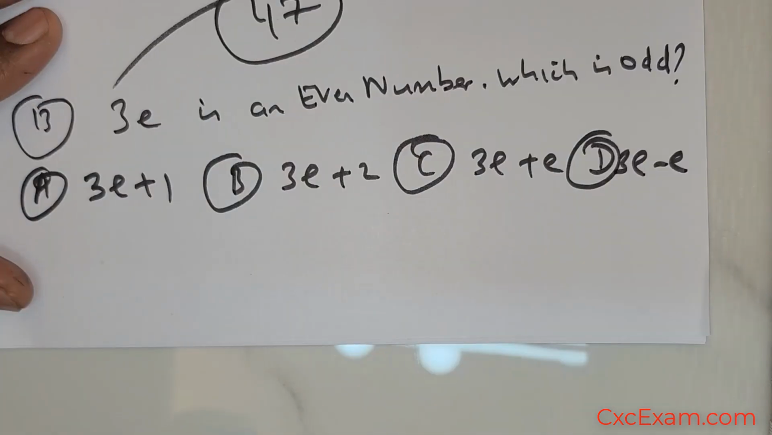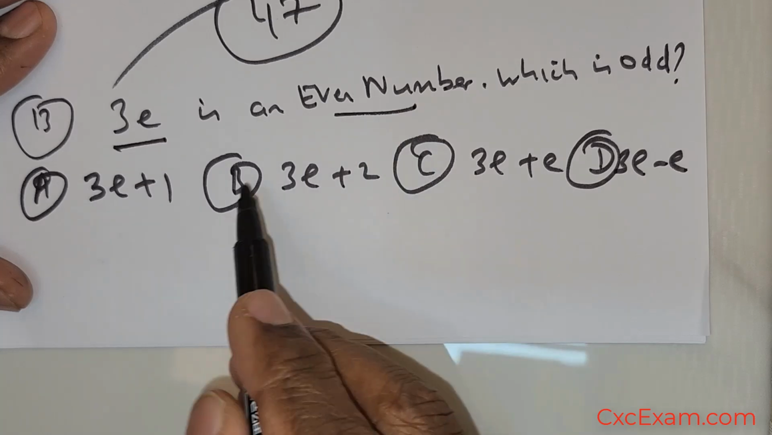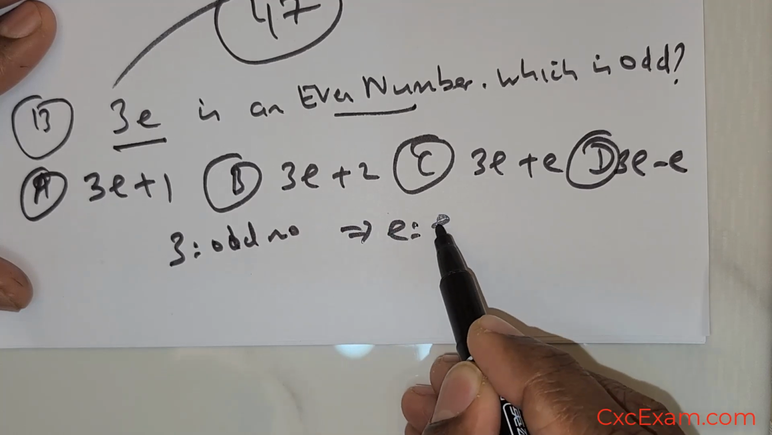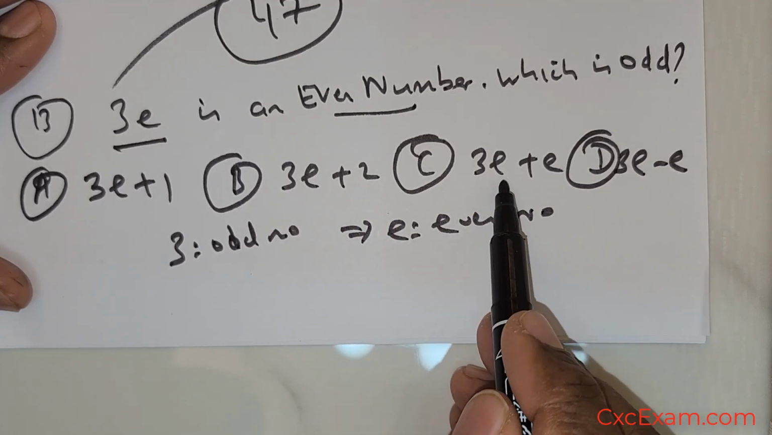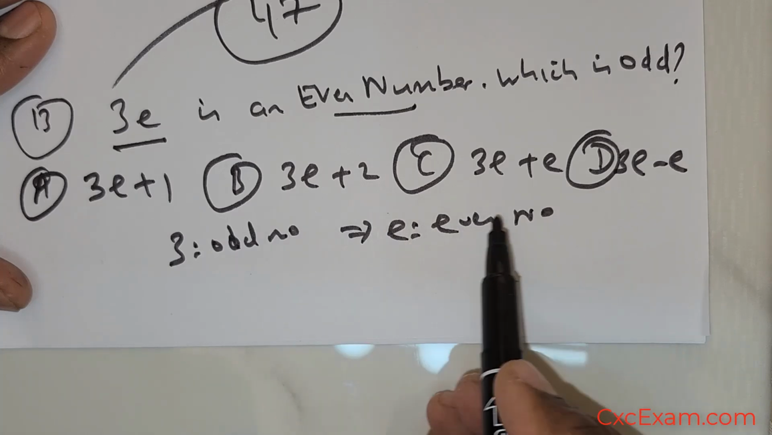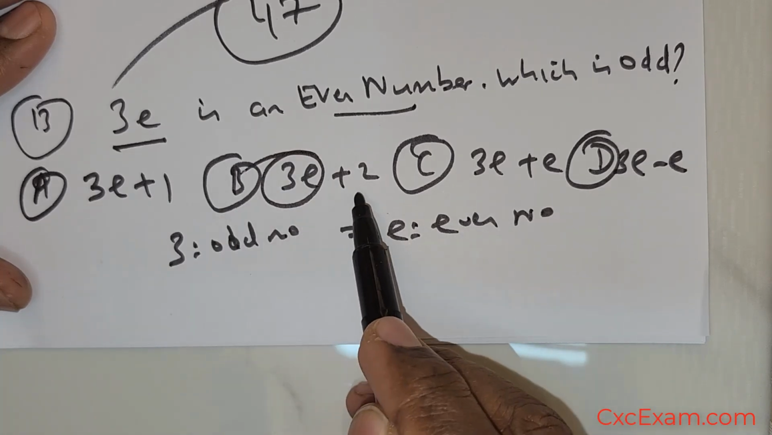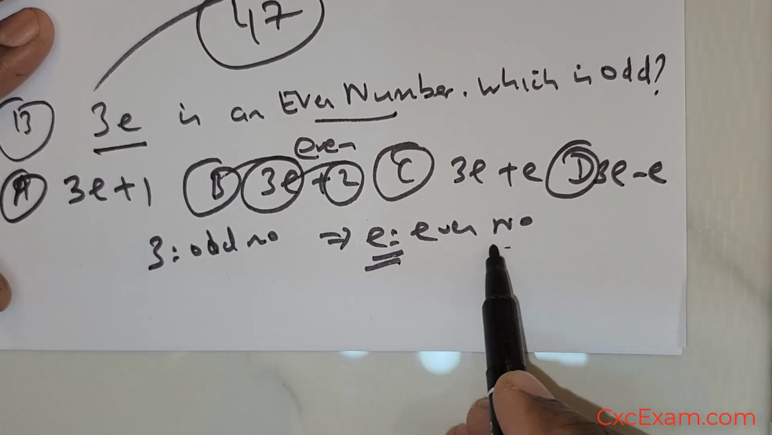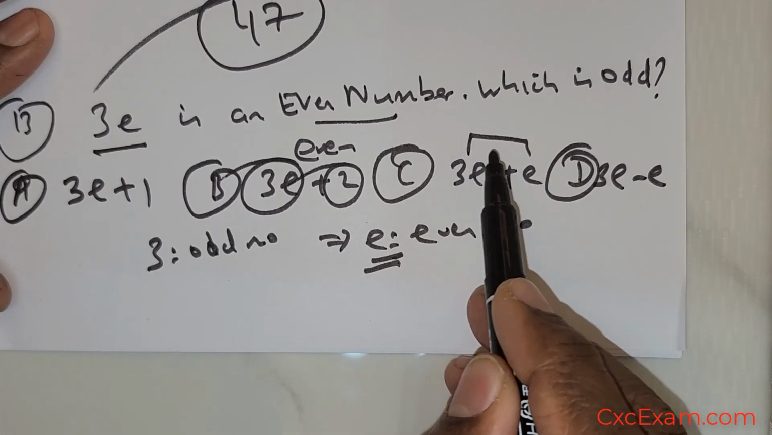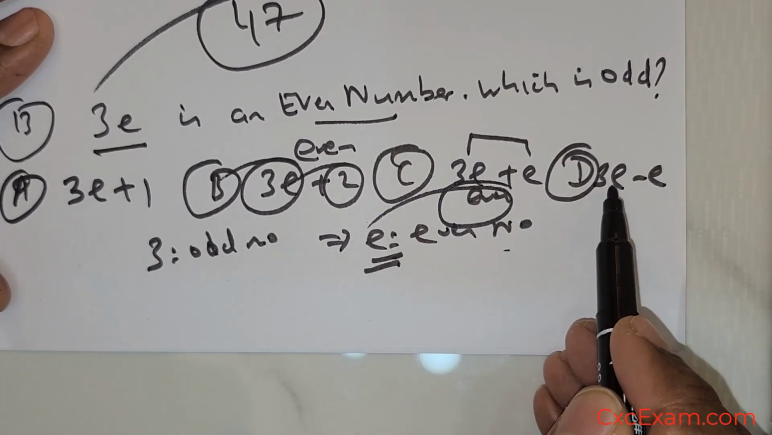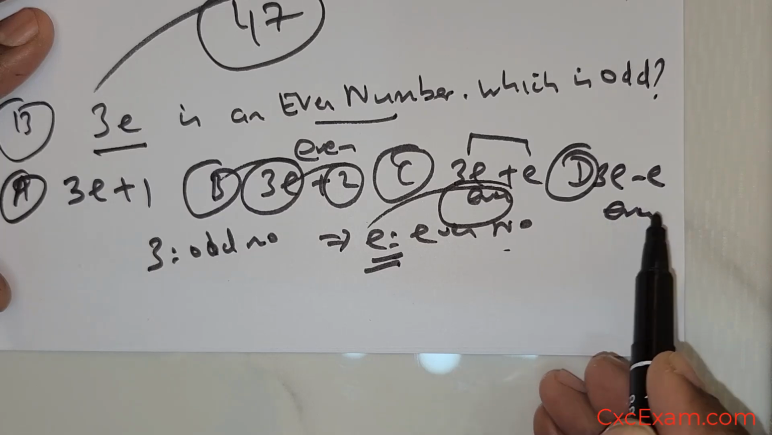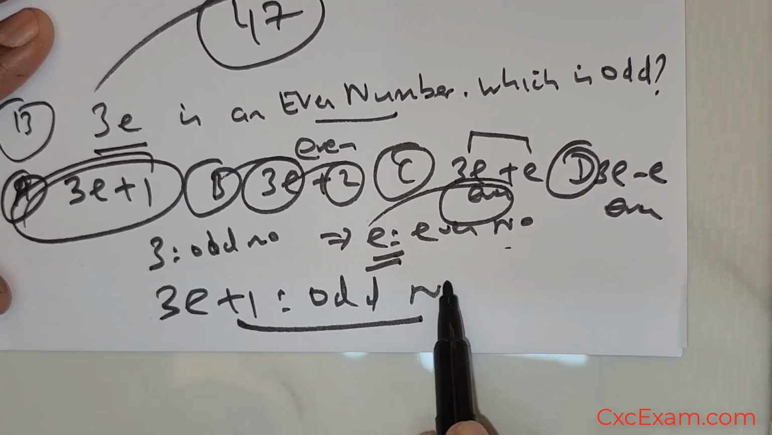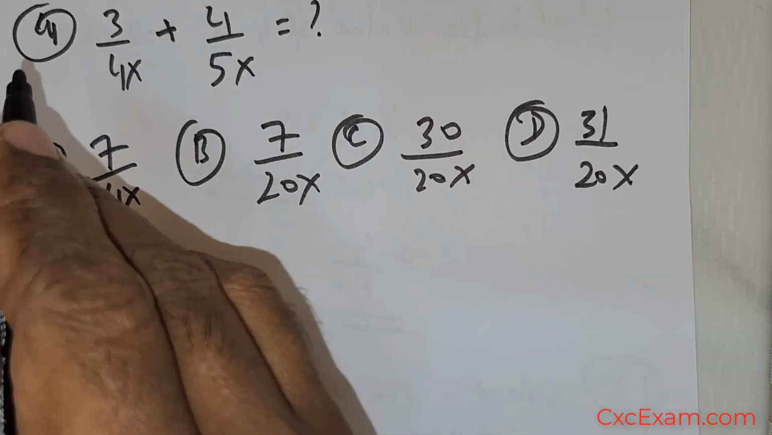That's a prime number. Now 3e is given to be an even number, but we know that 3 is an odd number. Right, so this means E is an even number. Now over here, let me just check. This is even plus an even number, so this is clearly an even number. Now clearly I mentioned E is an even number. Even number added with even number, this will also be an even number. From an even number you take away an even number, this will also be an even number. So the only choice is 3e plus 1 is the odd number. So that's a solution.